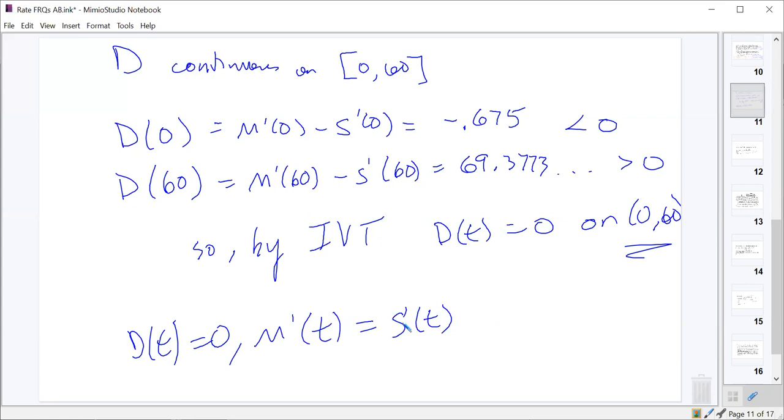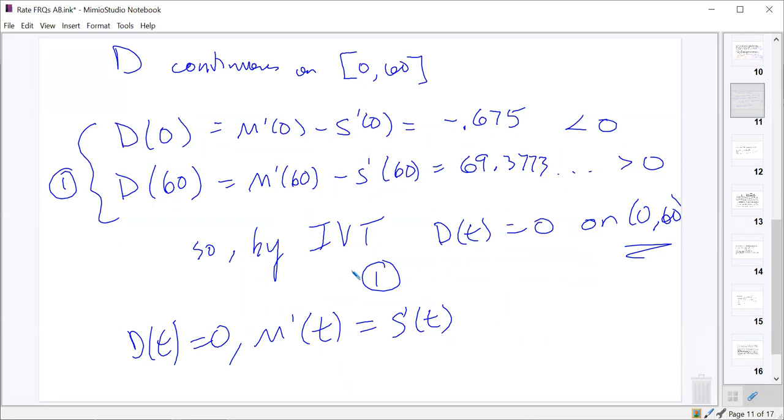Good or no? That one was worth 2 points, one for looking at D of 0 and D of 60, and 1 for this explanation with the intermediate value theorem. And then that leaves 1 extra point from all the other ones, and it says that at the end, if you had the right units in either B or in C, you got 1 point for that. Any questions there on that one?